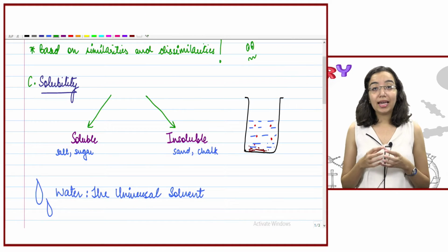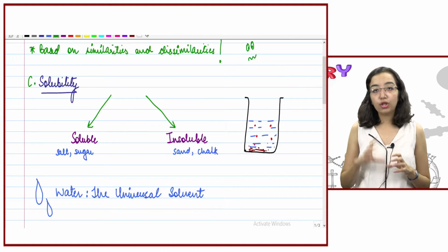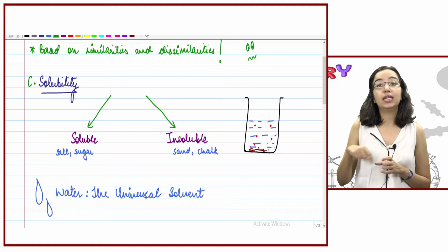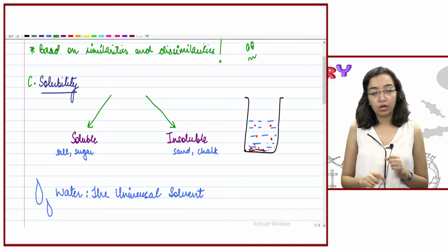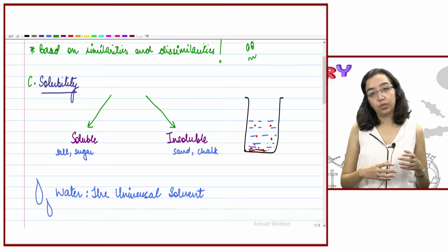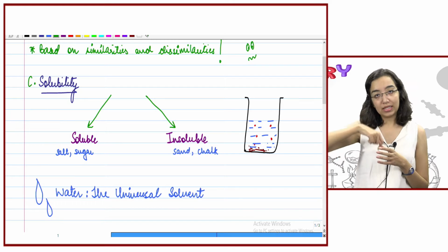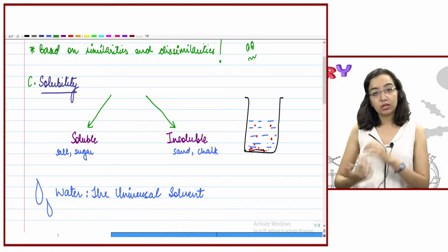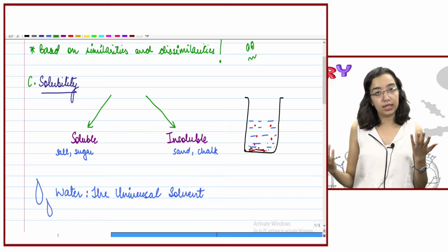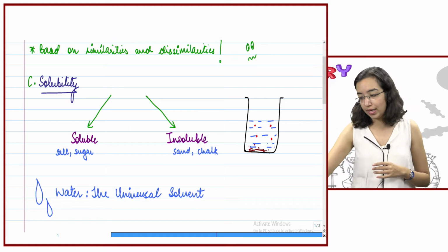So based on these similarities and dissimilarities, we are grouping things into separate groups in this chapter. Now let's move on to this third and interesting property of solubility. Solubility means that if anything is added to a liquid, does it disappear in it or not? So things which are soluble will disappear when mixed in a liquid, whereas things which are insoluble will not disappear. Now let me show you by example.